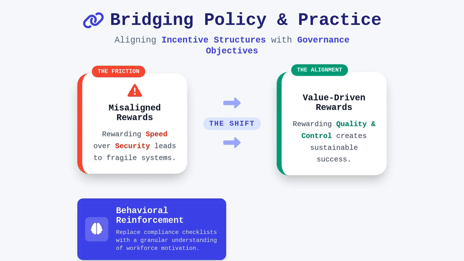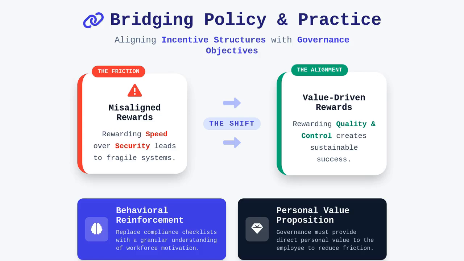We must ensure that the behaviors demanded by our governance objectives are reflected in the compensation and recognition systems of the company. When an employee perceives that adhering to the governance framework provides personal value or contributes directly to organizational success, the friction of implementation decreases significantly. Aligning these incentives requires a granular understanding of what motivates the workforce, moving beyond simple compliance checklists to meaningful behavioral reinforcement.